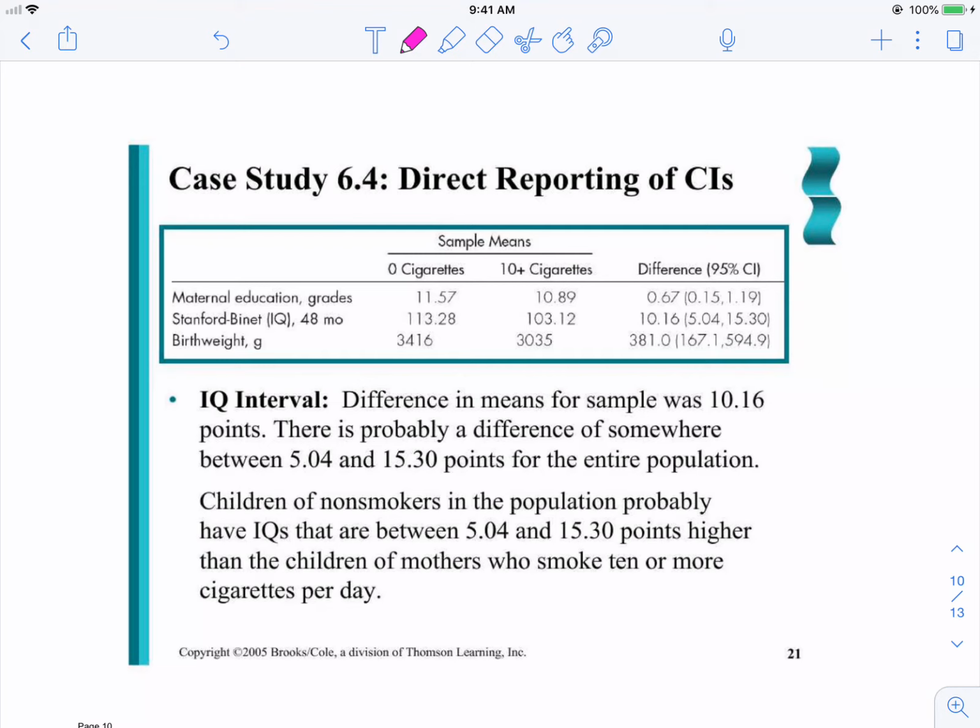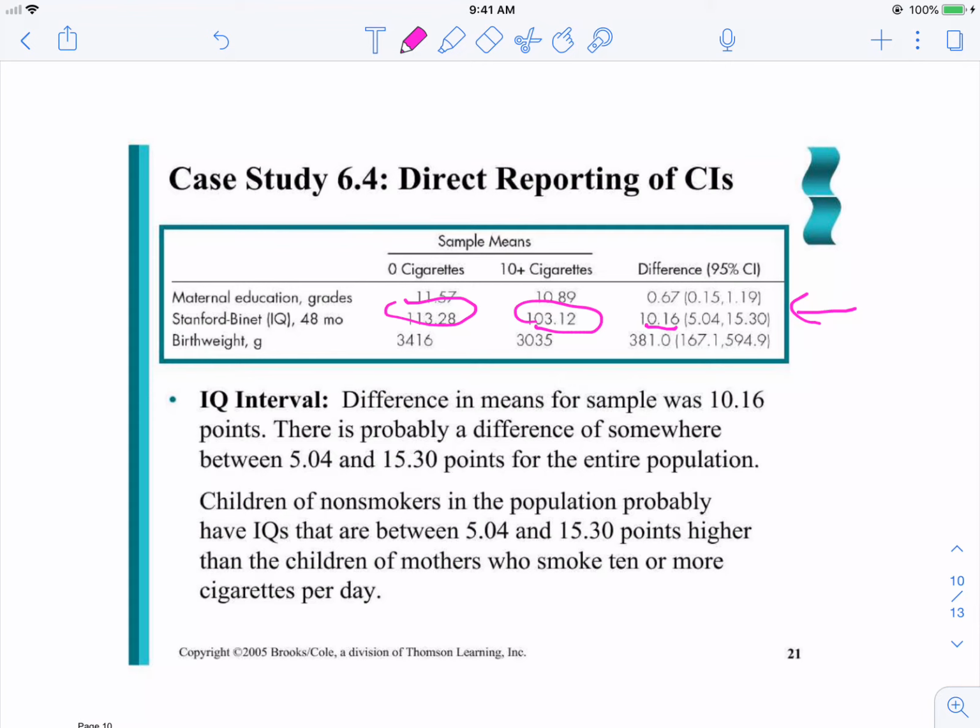Next is looking at the IQ of the children. Again, we see the two values up here. For the non-smokers, 113.28. For the smokers, the average IQ was 103.12. Okay, so there is that sample difference between those two numbers. Confidence interval, once again, 5.04 to 15.30. We are 95% sure that the actual difference in the IQs is between 5 and 15.